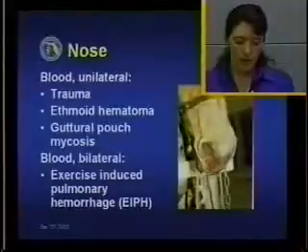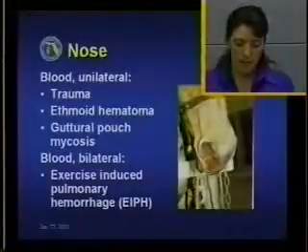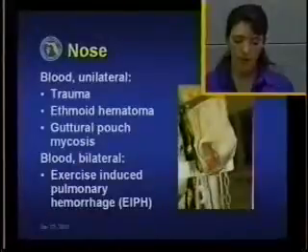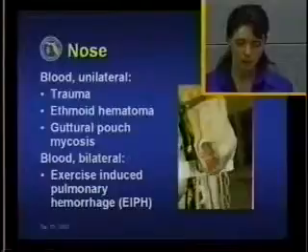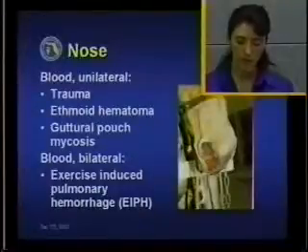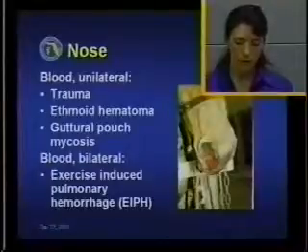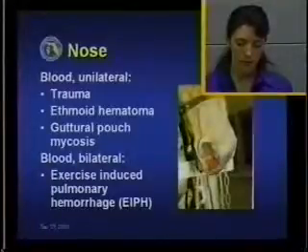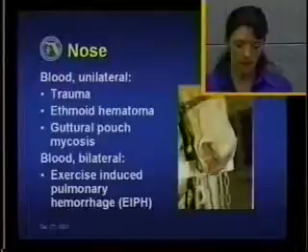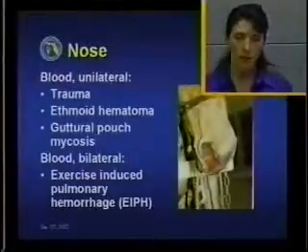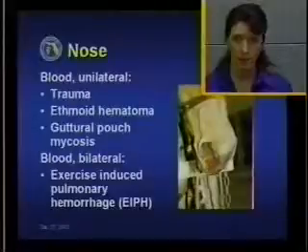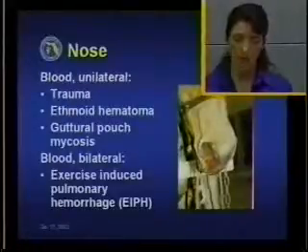When you deal with sanguinous or blood discharge from the nose that is unilateral, you need to think about trauma. You need to think about ethmoid hematoma, which can also be caused by trauma, very commonly associated with passage of the nasogastric tube, or guttural pouch mycosis. In that case, the mycosis will affect the internal carotid artery, which can result in a very significant hemorrhage that can turn into a bilateral discharge.